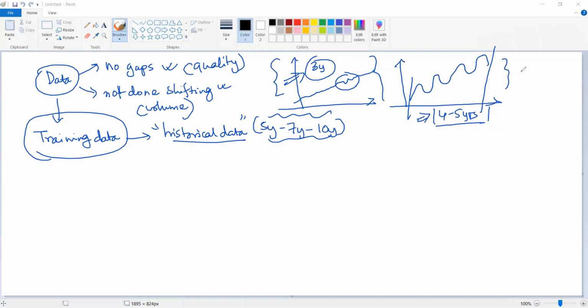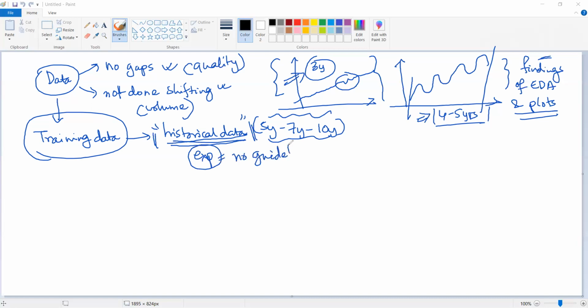So depending on the findings of the EDA and the plots that we have done, we have found something basis which we are going to come to a conclusion or an estimation of how much historical data we need. This will come from experience. There is no guideline. Nobody can really tell you, okay, take 5 years of data or take 7 years of data. This is the most valuable piece of advice I can give you.